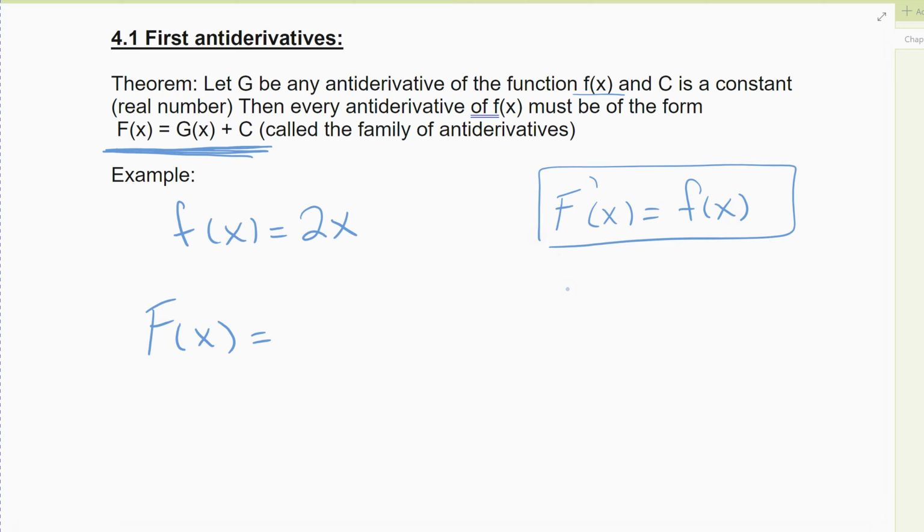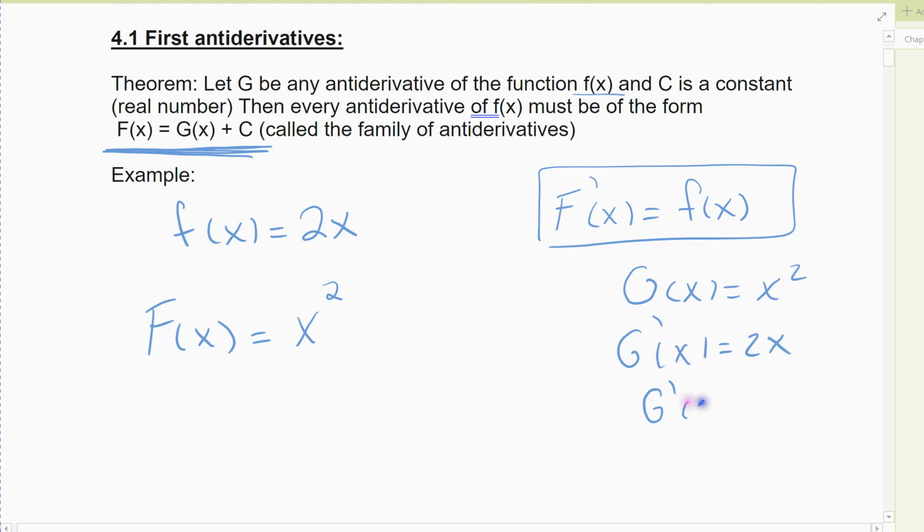Well, what function has the derivative 2x? The function that has the derivative of 2x is x squared. That would be the general antiderivative, the capital G of x. If I take the derivative of G of x, it equals 2x, and so the derivative of capital G of x is equal to the little f of x.